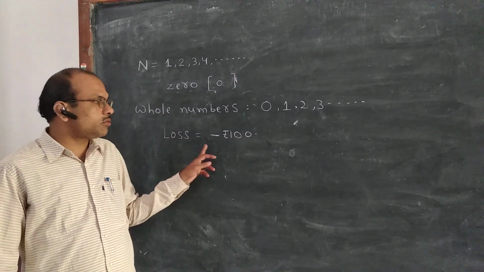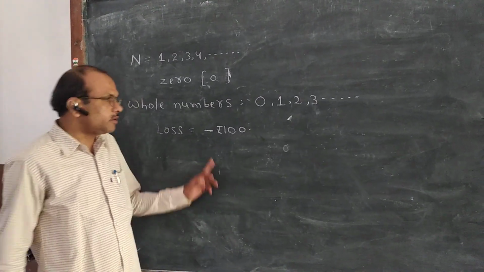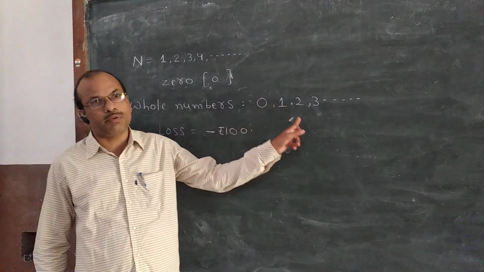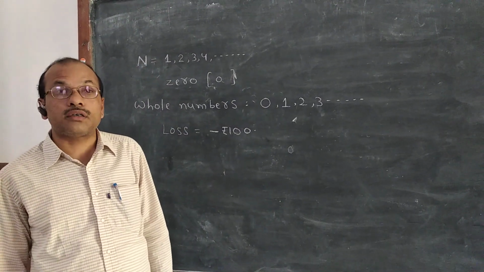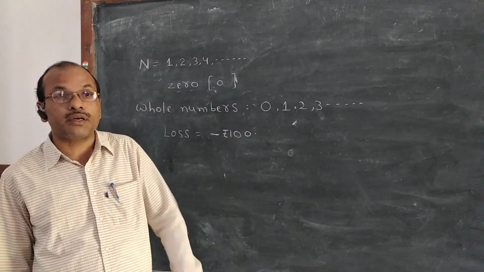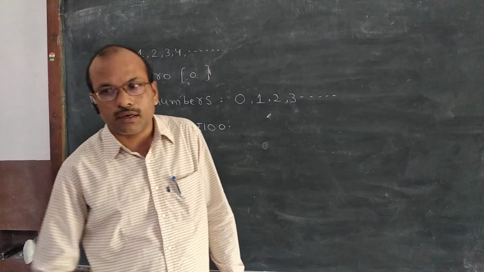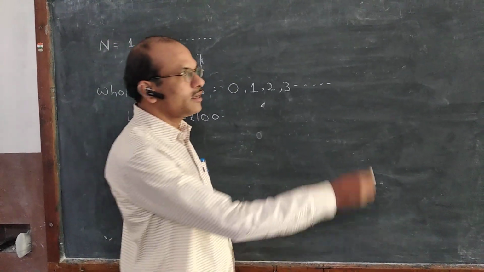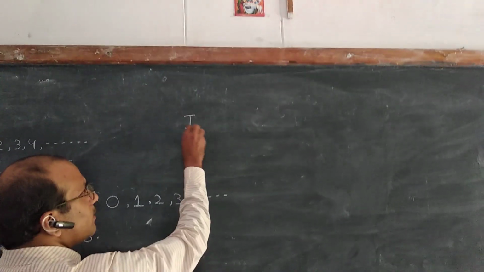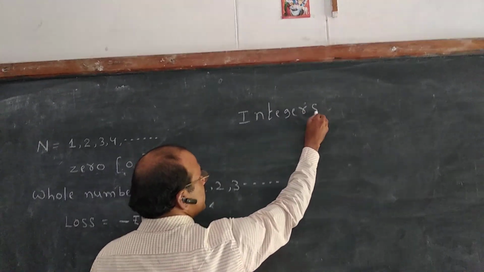Now negative numbers are needed in our life. So negative numbers along with 0 and the positive numbers give us another set of numbers called the set of integers. That is our today's lesson, the topic we are going to discuss. So the set of integers is our lesson. Now we will discuss integers.